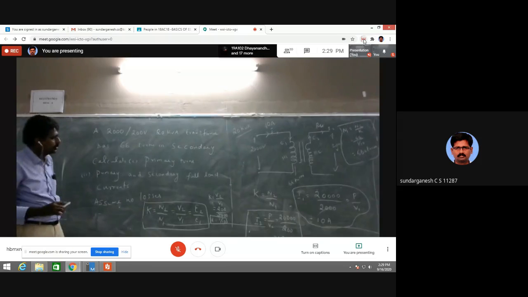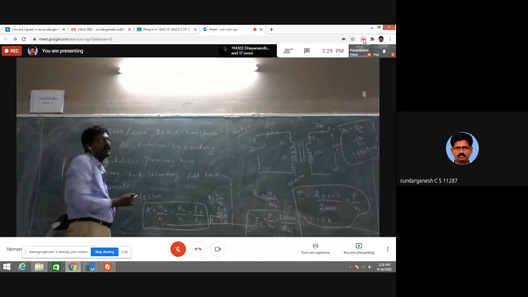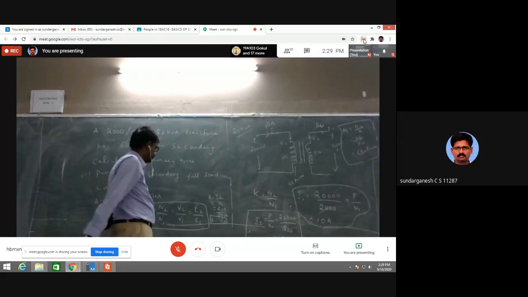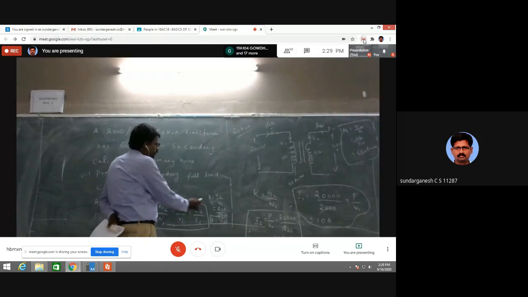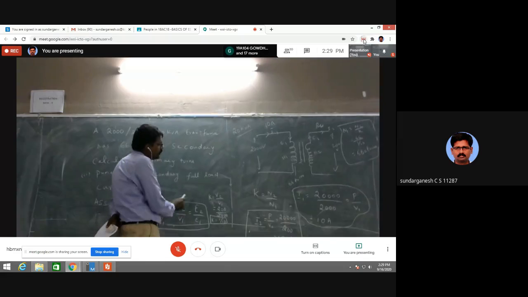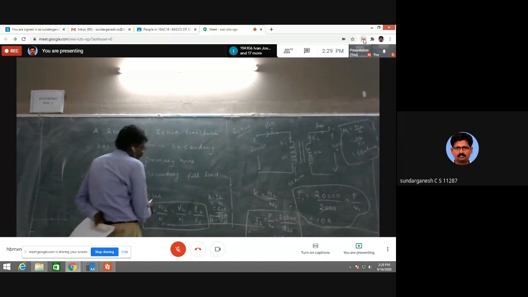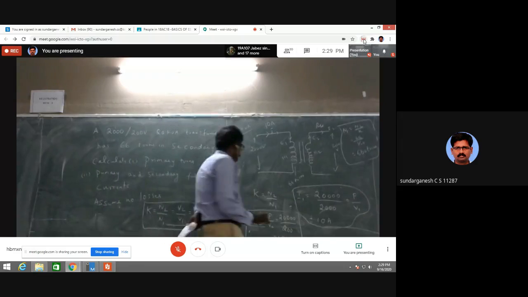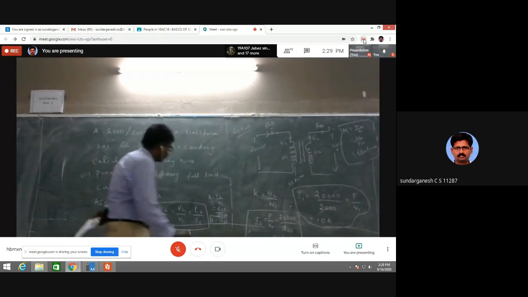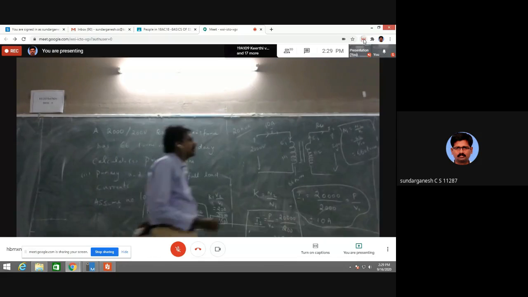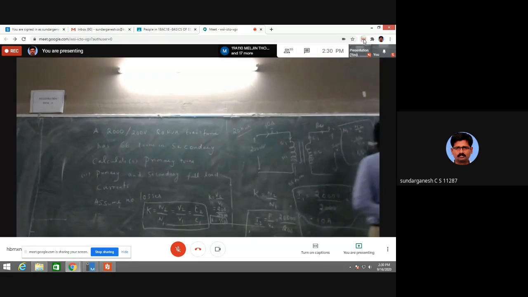The transformer ratio is N2 by N1 or V2 by V1. I know V2 and V1, so I am finding K by using this equation. V2 is 200, V1 is 2000, so K is 1 by 10. From the equation K equals N2 by N1, I want to find N1, so I move N1 and K, and N1 is equal to N2 by K. N2 is 66, K is 1 by 10, so you get a value of 660 turns.